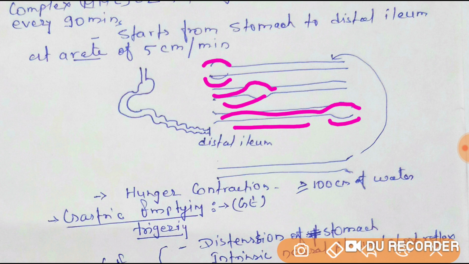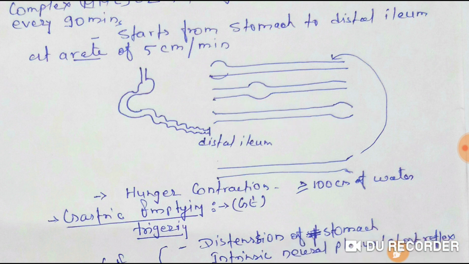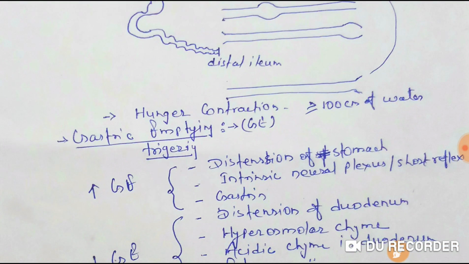Then here the important thing is the hunger contraction. Hunger contraction starts when the pressure of the stomach is more than 100 centimeters of water. This pressure is very important because it is asked in the PG exam.